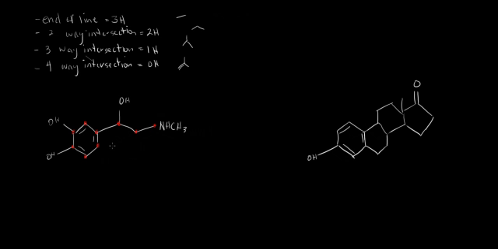So let's count them out and see what we've got. 1, 2, 3, 4, 5, 6, 7, 8, 9 carbons. Okay, 9. 9 carbons. Let's go ahead and do the hydrogens in blue or purplish.